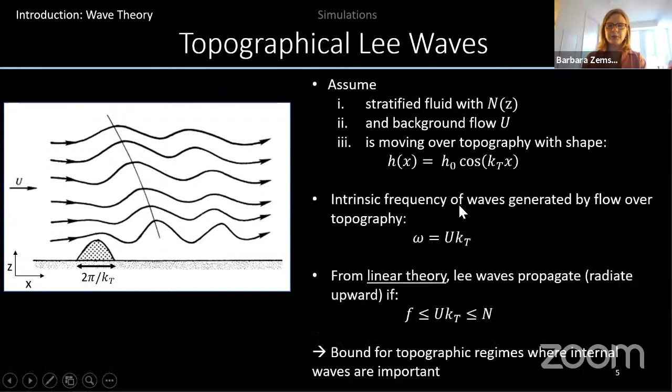And then the intrinsic frequency of the waves generated by the flow over topography is omega equals U times the topographic wave number. And then from linear theory, Lee waves can only propagate or radiate outwards if this omega, or Uk over 2π, is either greater than the Coriolis frequency f or less than stratification N. And this sets the bound for topographic regimes where internal waves are important. And again, these are conclusions from linear wave theory.